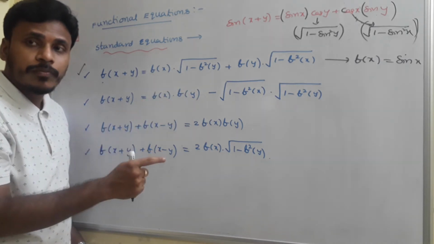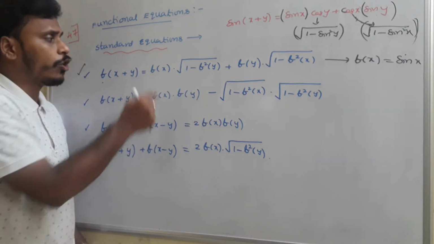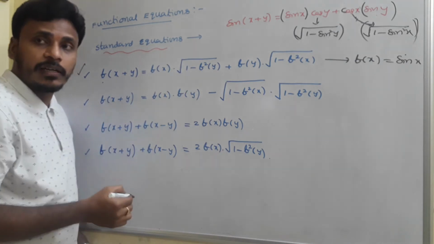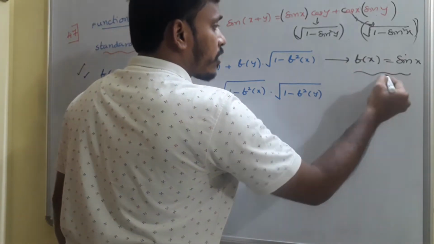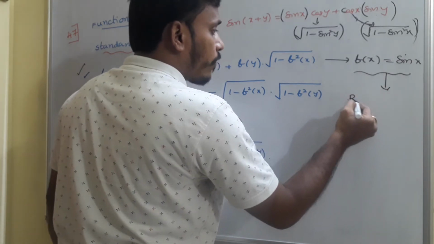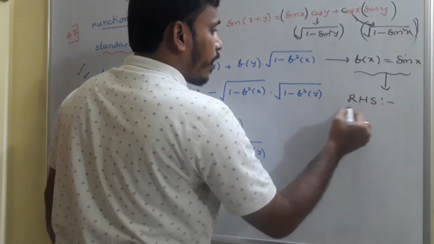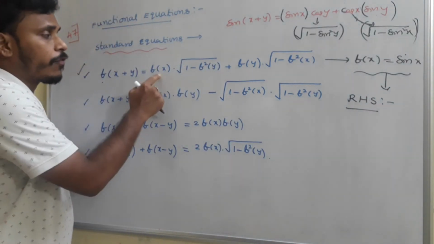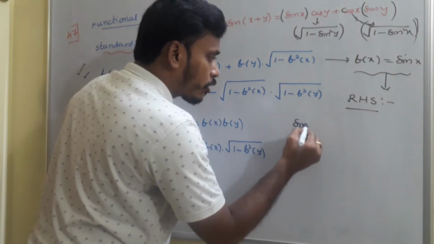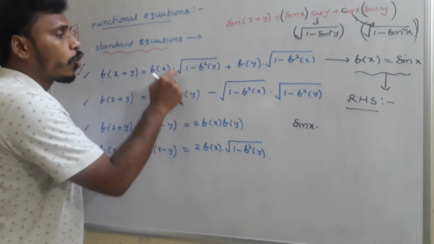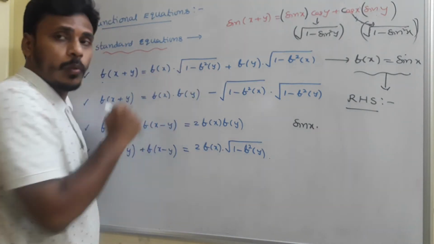If you wish, you can check it as I mentioned. You just start with the right hand side and easily you will arrive at the left hand side. My idea of the function is sin x, right? You just start with the right hand side to check whether it is right or wrong. Since f(x) is sin x, my right hand side is also sin x into root of 1 minus f square y.